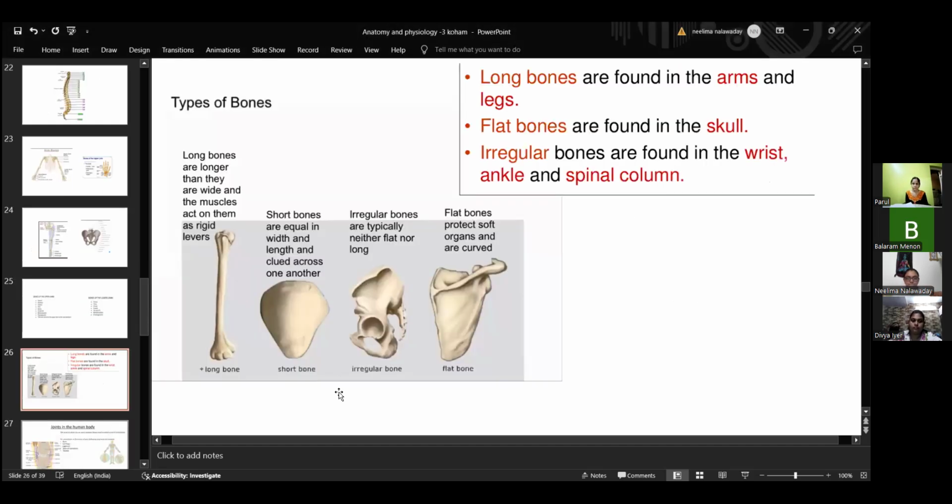Next, types of bones: long bones, flat bones, irregular bones, short bones. Long bones are found in the arms and legs. Like just now we saw humerus, isn't it? It is a long bone. Tibia, fibula, they are long bones. Femur, the longest bone. Then flat bones, skull, all cranial bones. Hip bone, irregular bones, vertebral column. Examples are very simple. These are the types of bones. Is it clear?